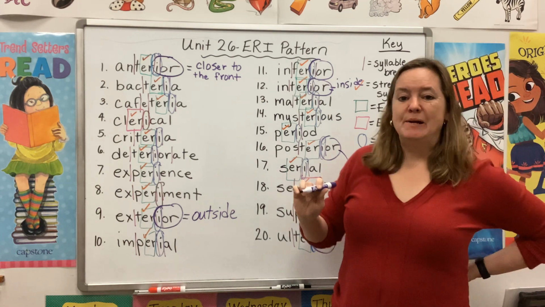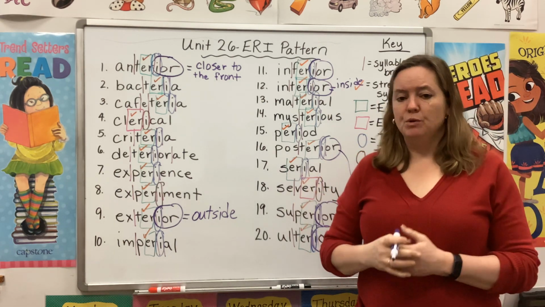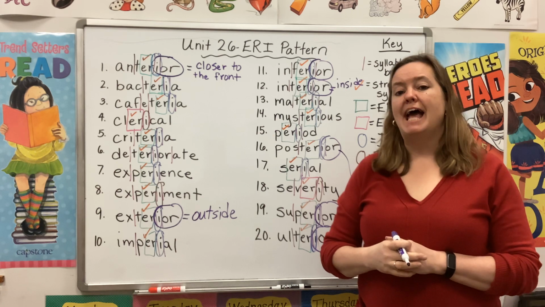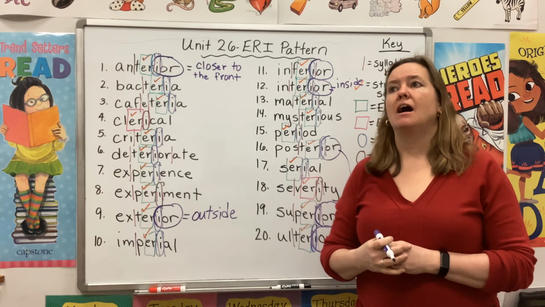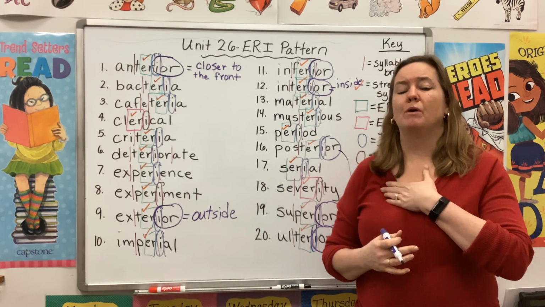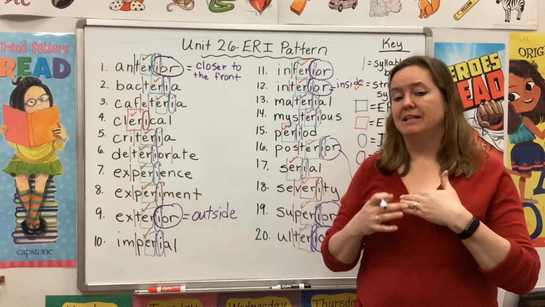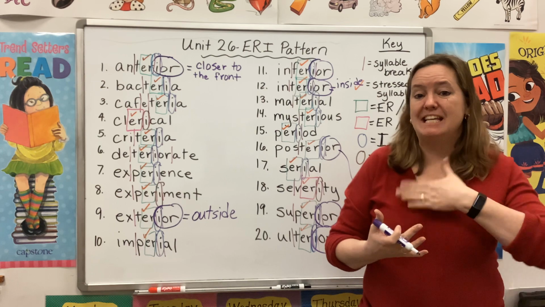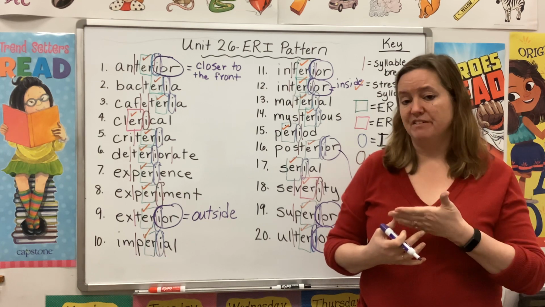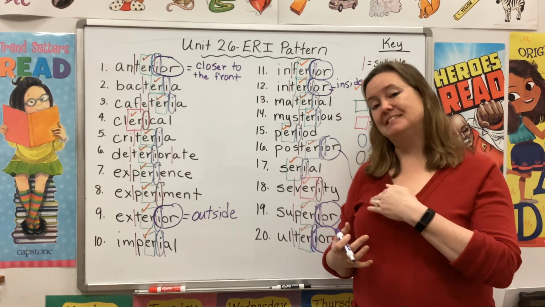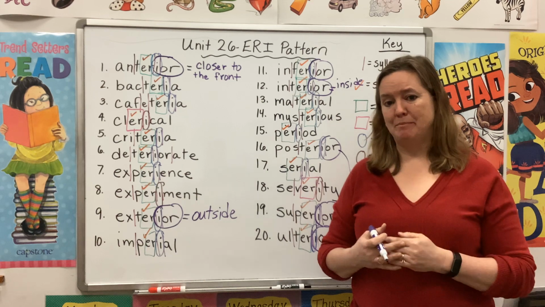Okay, so if you are having surgery and let's say you need repair done to one of your lungs, they're going to need to know if the repair needs to be done to the anterior wall of the lung, which would be the front, or the posterior wall, which would be the back.